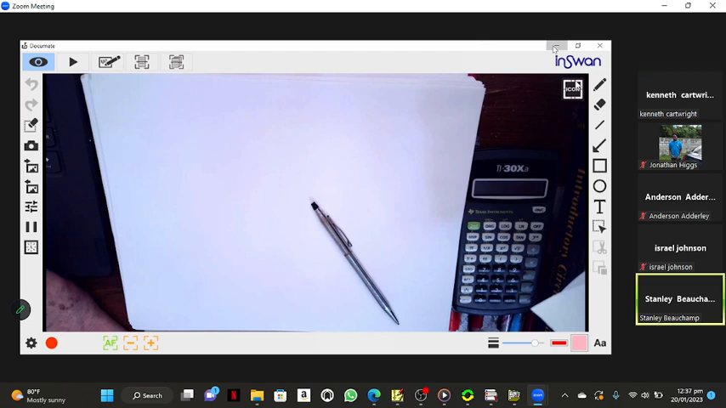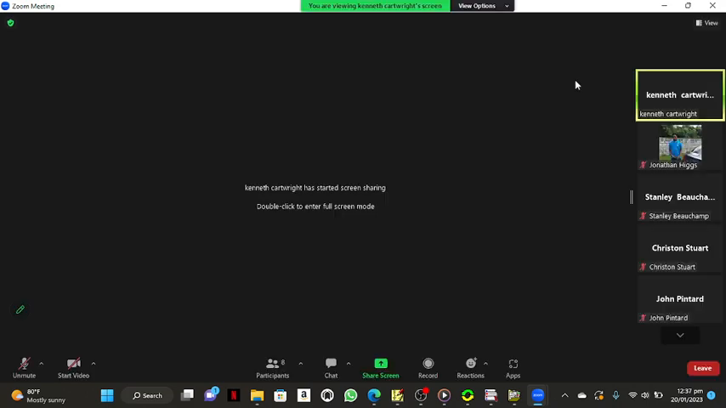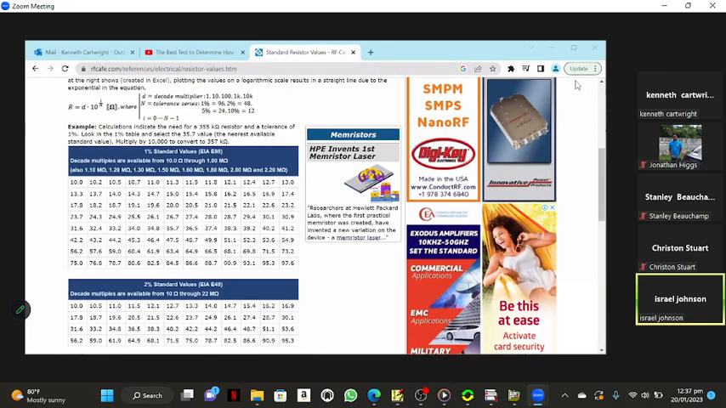All right. Let me now share. See them there? There are 1% resistors right there. My screen is still dark. Okay, just come up. 1% standard values, 2% standard values. There they are on this table.